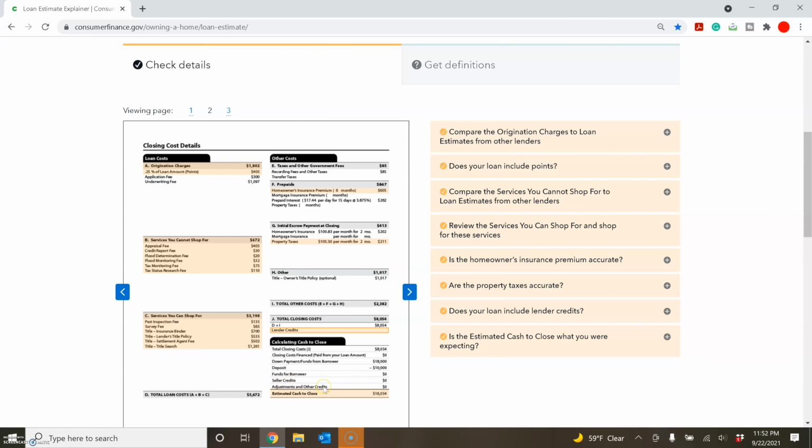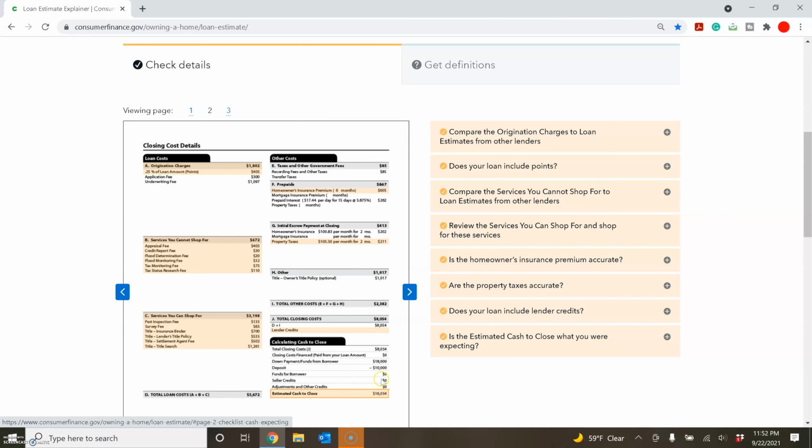Now, adjustments and other credits: this is wherever you have, for example, taxes paid in arrears and you receive a credit from the seller for a time you didn't own the home. This is going to appear here. After all of your closing costs and your down payment are added together and all of your credits are taken off, that's where you're going to have your cash to close. It's going to be right here.